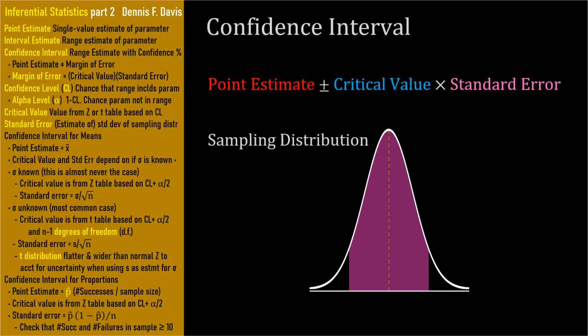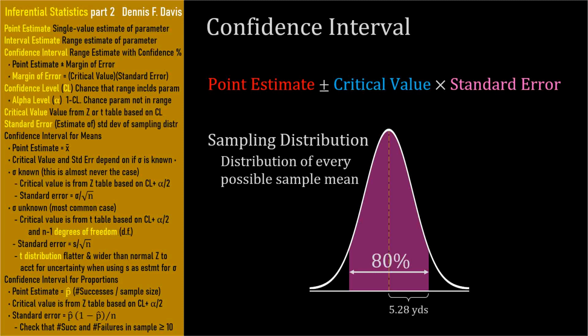Here's a sampling distribution. Remember from video 1 that the sampling distribution is the distribution of every possible sample mean. I've shaded the middle 80% that are within 5.28 yards of the mean, using our golf example. When we draw our sample, its mean x bar is a red point somewhere in this distribution. Put differently, our sample x bar is a random variable having this pink distribution. We don't know where it is in the distribution, but it has an 80% likelihood of being in the pink area, because that's where 80% of the sample means are.